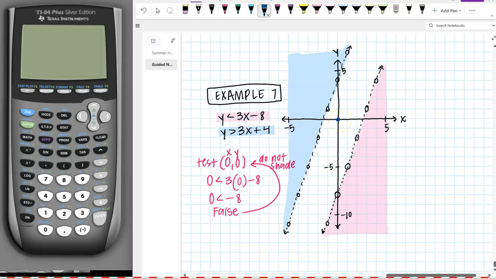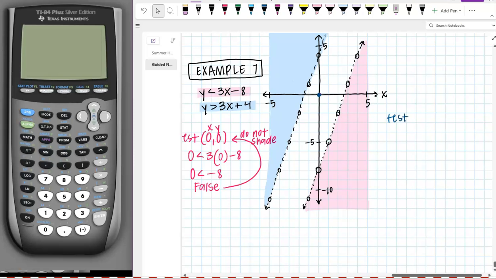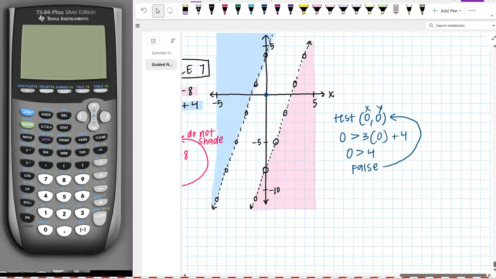Again, just like before, I could test a point, like 0, 0. So if I test the origin on this, since it's also not a point on that blue line, I would plug in 0 for x and 0 for y. That would give me 0 is greater than 3 times 0 plus 4, which simplifies to 0 is greater than 4. That's a false inequality, meaning I should not shade over 0, 0 with the blue highlighter. I need to shade on the other side of the blue line.